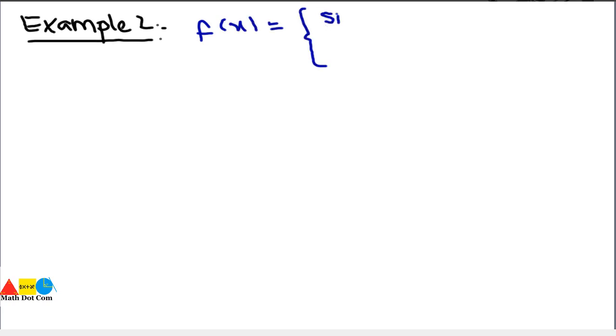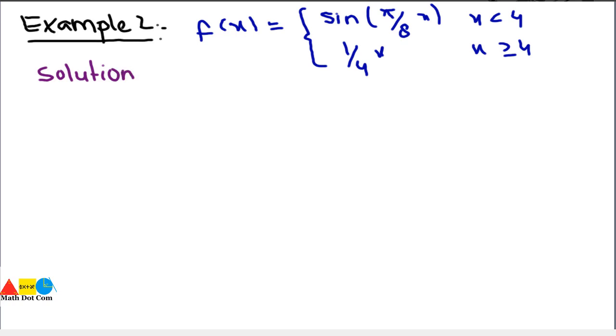Let's have one more example. Example 2: the function is f of x equals sine of pi by 8x, where x is less than 4, and the other is 1 by 4x, where x is greater than or equal to 4. So let's solve it by finding the limit of the given function. How can you find it? It's a two-step method. You just need to follow the two steps.